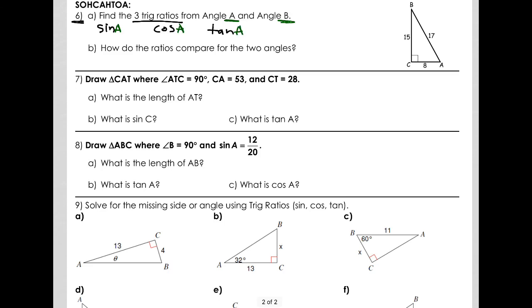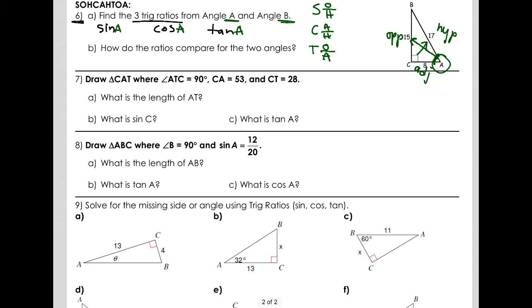So that means I need to label my triangle using angle A. Well, first remember, label your hypotenuse, and then the side across from the angle you marked, and that's our angle A, that's our opposite. That means by default this must be our adjacent down here. And now I can go ahead and do sine, cosine, and tangent. So remember, sine is opposite over hypotenuse, cosine is adjacent over hypotenuse, and tangent is opposite over adjacent.